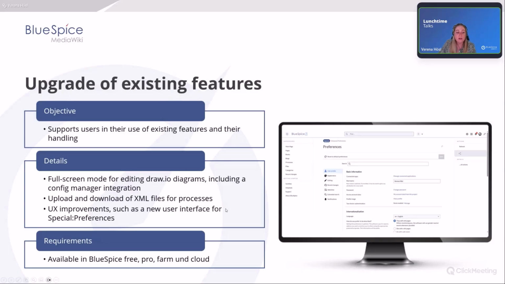We also did a lot of UX improvements, such as a new interface for special preferences, which can be seen over here. So we changed the layout to a booklet dialog now. This was mainly done because of the accessibility topic, because it grants more accessibility, but it's also easier to use, I think. We overworked all the contents in the special preferences displayed, and some of them we removed and some of them we made a little bit easier to understand.